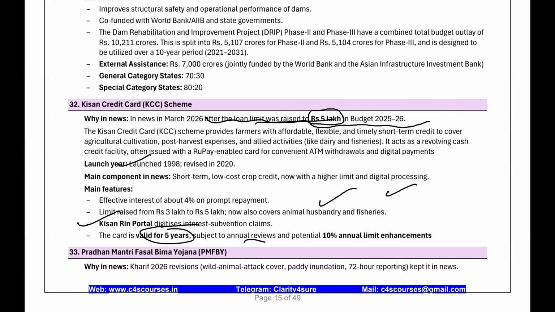5 years. Annual reviews on potential 10% annual limit enhancement. This is all about it. So if you want to understand it in one line, the Kisan Credit Card KCC scheme is a working capital for agriculture. This is all about this scheme.